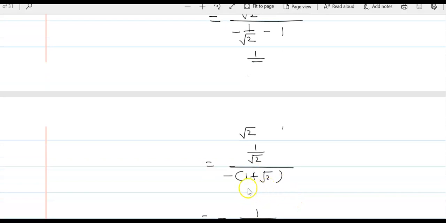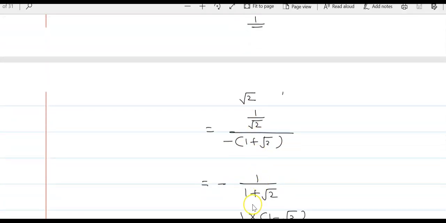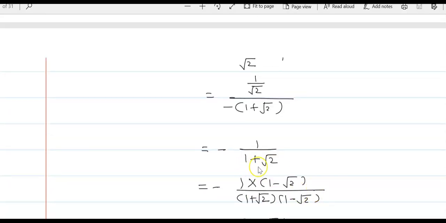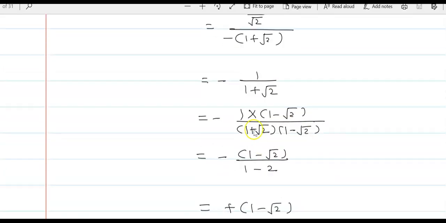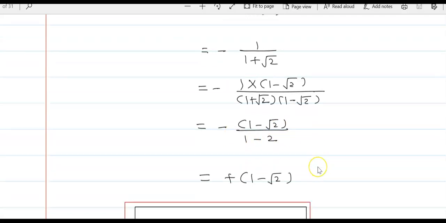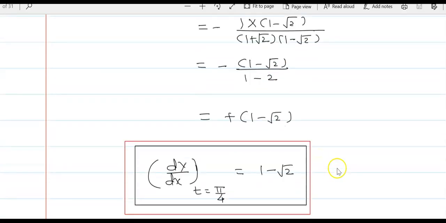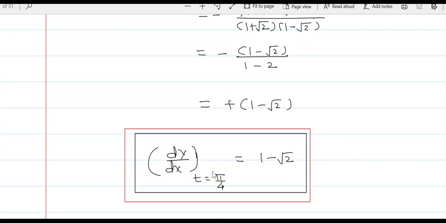That I had not shown here. I forgot to write this root 2 here. That root 2 gets cancelled. Then multiply the numerator and the denominator to rationalize the denominator, that is, multiply it with 1 minus root 2. Then you will get 1 minus 2, minus in bracket 1 minus root 2, and simplify it. It is minus 1, and this minus minus will become plus. That is, you will get 1 minus root 2. This is the dy by dx at t is equal to pi by 4.